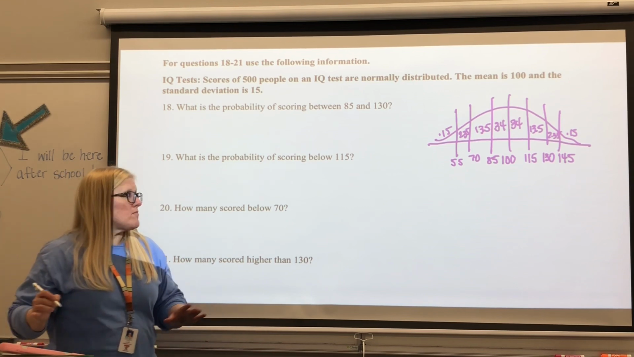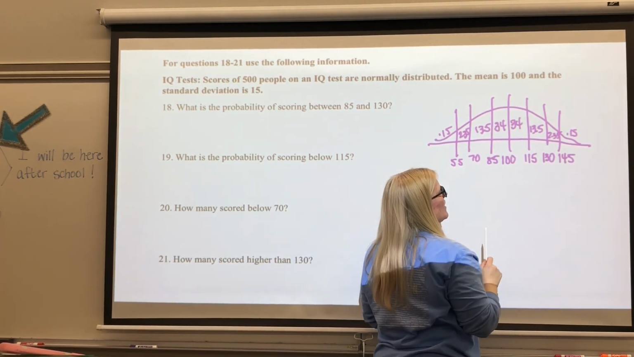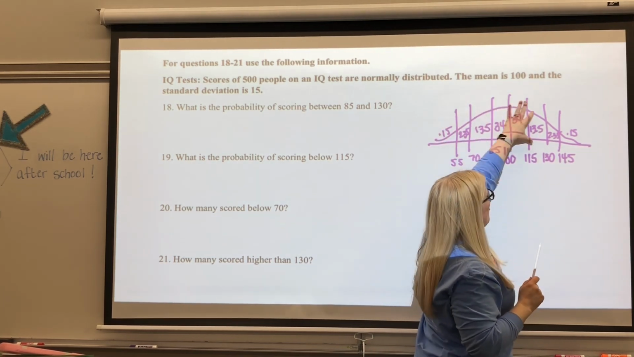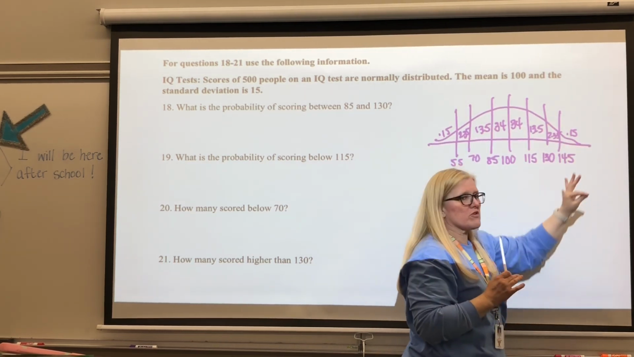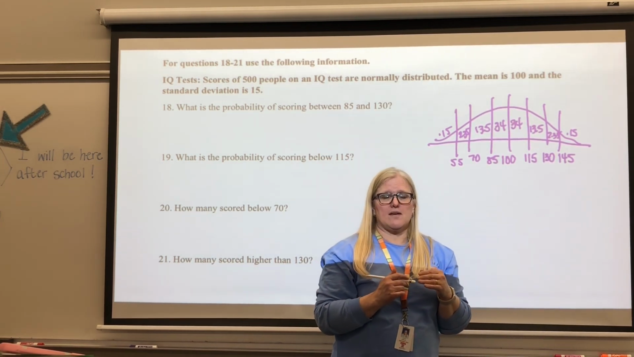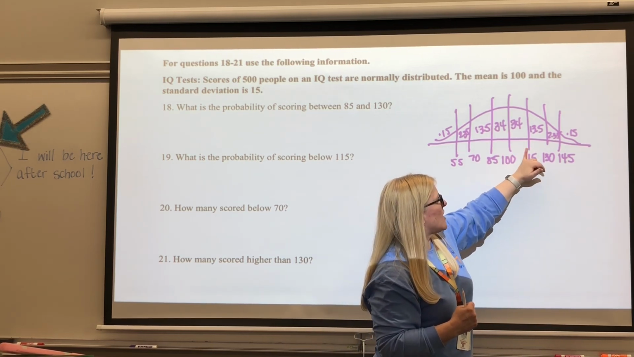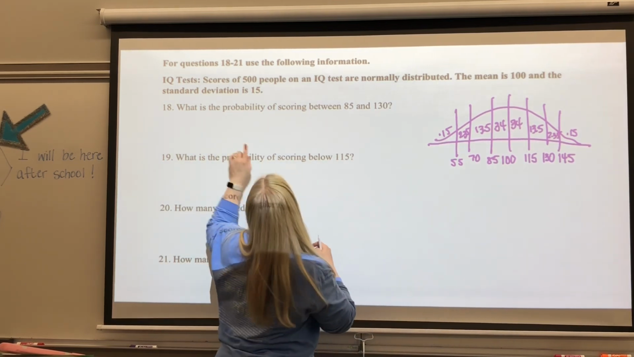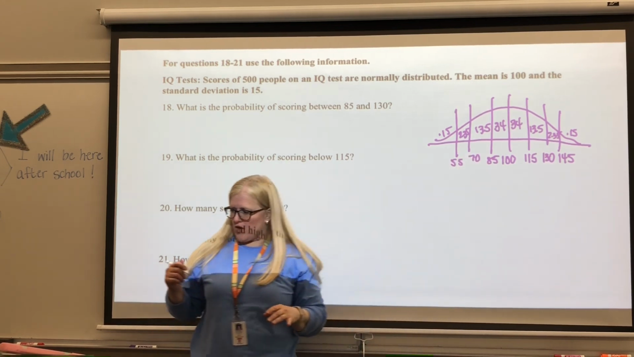Okay? Remember that if I were to fill in this little sliver right here, that's 34% of this whole piece filled in. Okay? If this whole piece is 100%, 34% of it's right here. Okay, so the probability of finding something between 100 and 115 is 34%. So this says, what is the probability of scoring between 85 and 130?